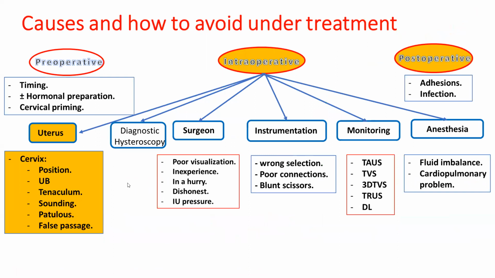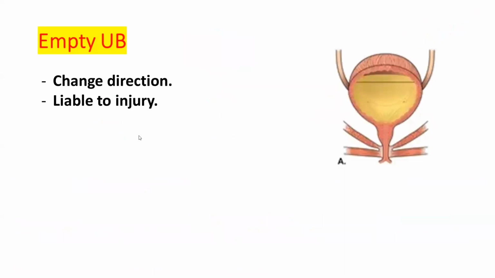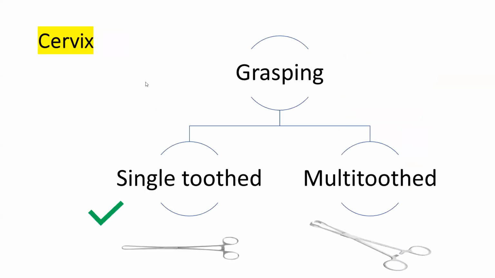Also, you have to assess the patient under anesthesia. Firstly, you have to advise your patient to empty her bladder before going into the operative room, and you have to check the bladder by simple catheterization using a Nelaton or plastic catheter, because a full bladder can change the direction of the uterus and is liable to injury. What about the cervix?